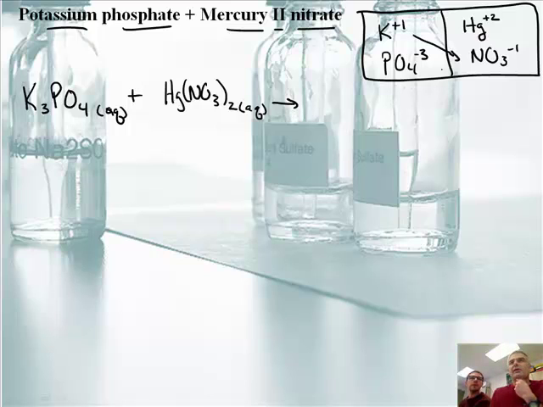And you're just going to trade the partners. Potassium is going to get together with nitrate. That's easy, 1 and 1. That'll be just KNO3, and that's also aqueous.